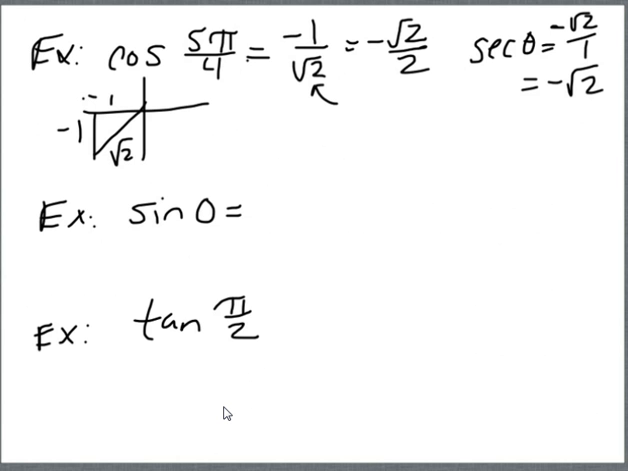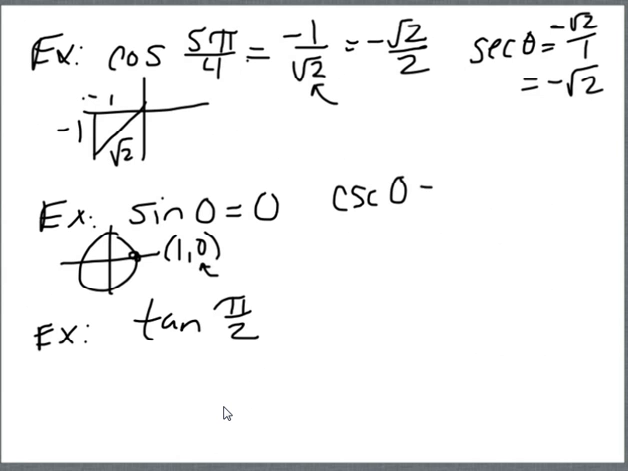Sine of 0, well, if we're at 0 degrees here, we just have to use the coordinates. The coordinates are 1 and 0. Y goes with sine, so sine of 0 is 0. So what's cosecant of 0? Cosecant of 0 is the reciprocal, 1 over 0, which is undefined. So cosecant is undefined when sine is 0. Secant is undefined when cosine is 0. Cotangent would be undefined when tangent is 0.